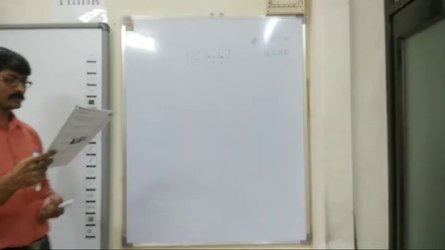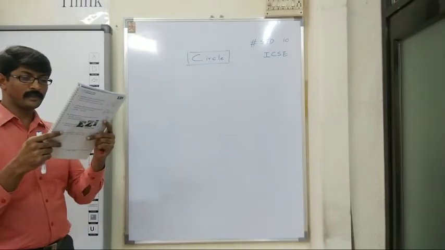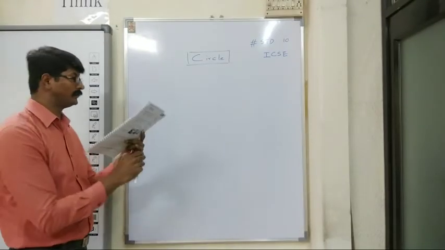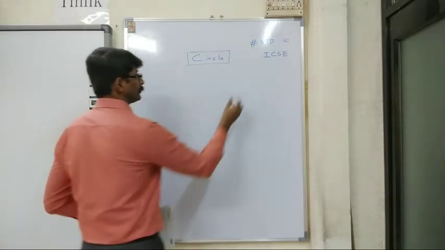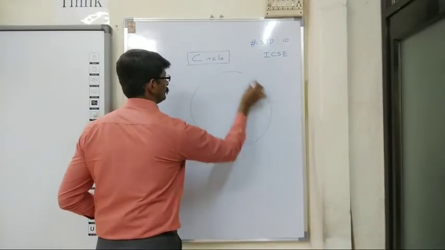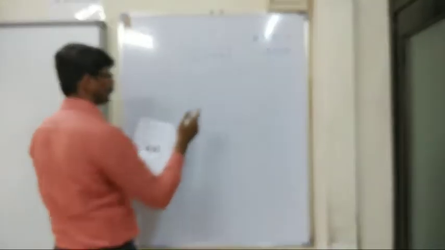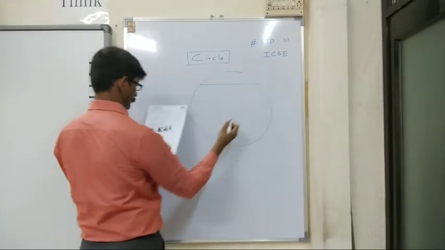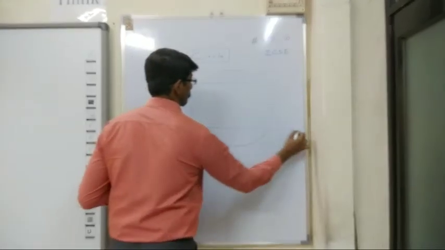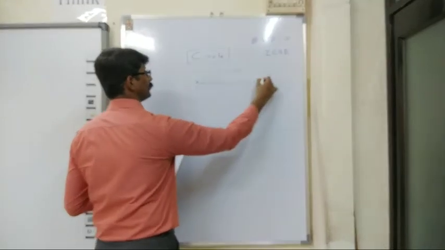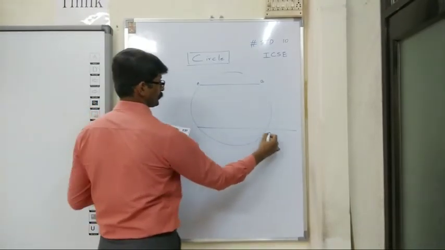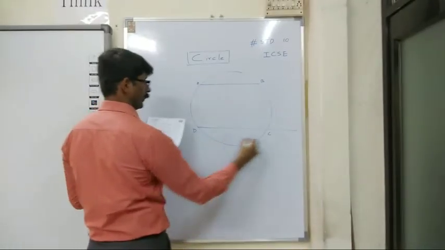So student, what is this sum number 5? In the figure, AB is parallel to CD, in the circle. So this is AB, CD, and this is point A.